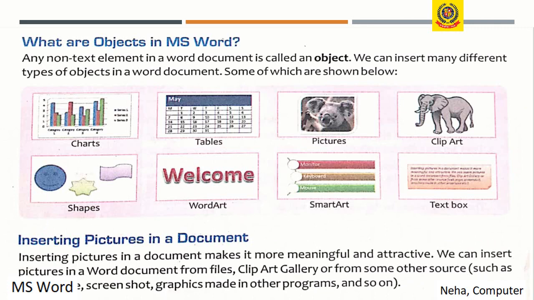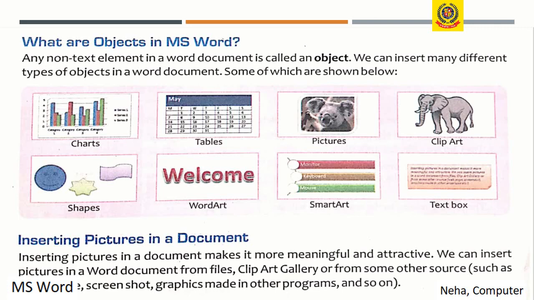What are objects in Microsoft Word? Any non-text element in a Word document is called an object. We can insert many different types of objects in a Word document. We can see in the pictures that there are many objects. That means these are not text elements. These are related to pictures, charts, shapes, smart art, word art. So these are non-text elements and we can insert them.